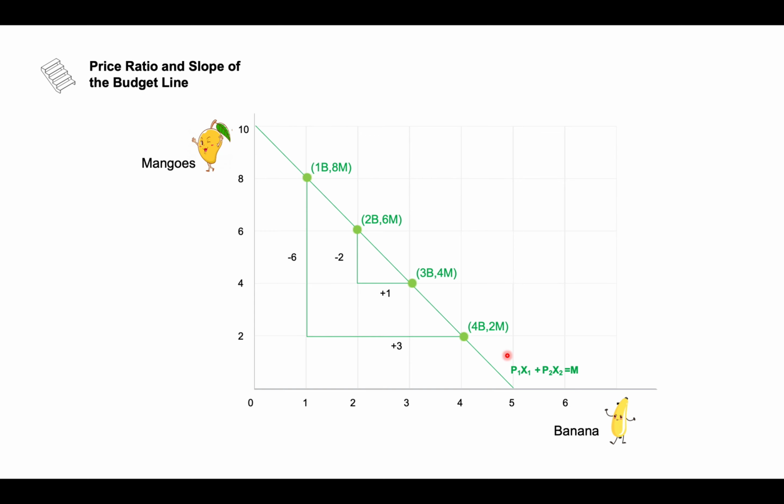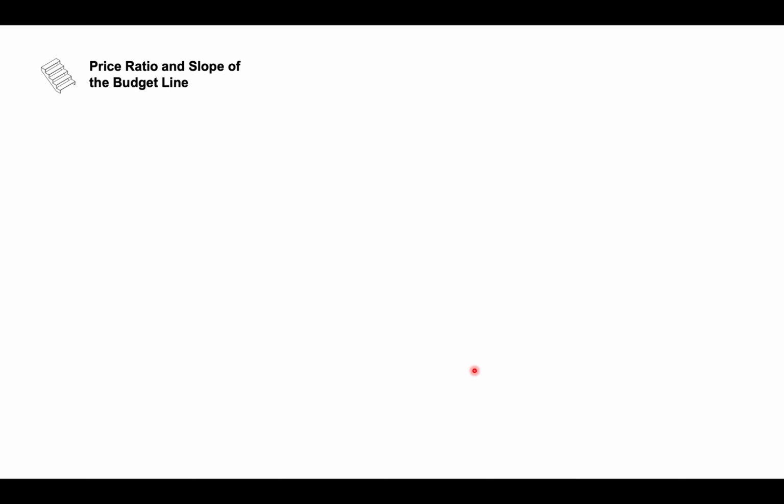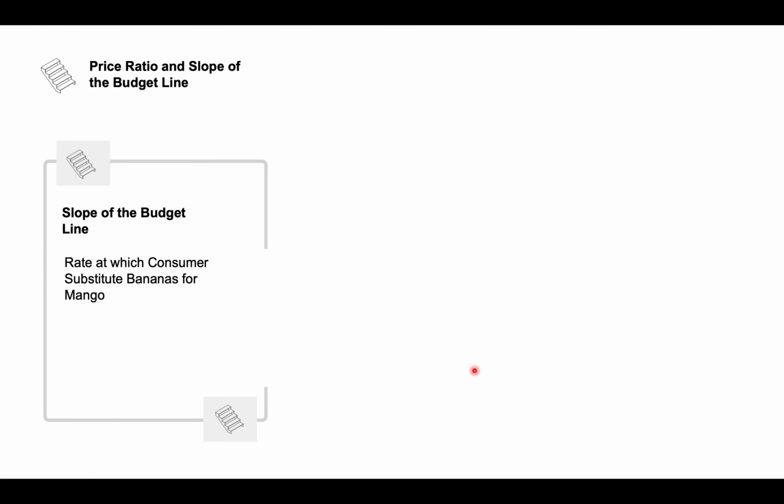Now, what do you mean by the slope of the budget line? Slope is nothing but how many mangoes you are sacrificing in order to get an extra banana. Okay, clear? Slope of the budget line is, as per your NCERT book, the rate at which consumers substitute bananas for mangoes. Nothing but how many mangoes you are sacrificing.